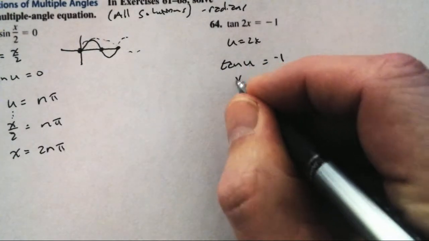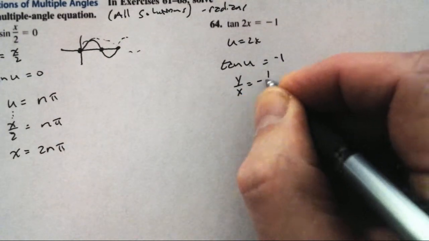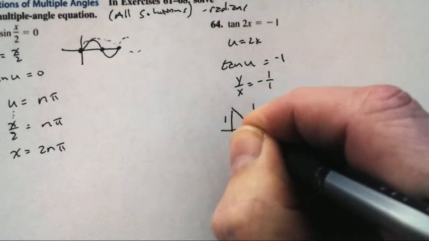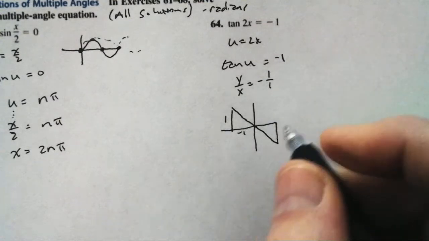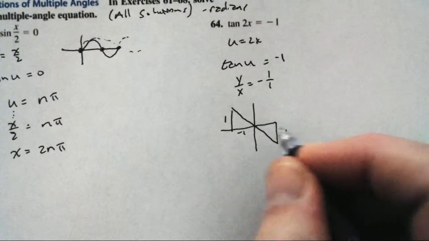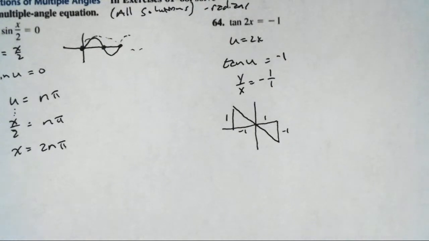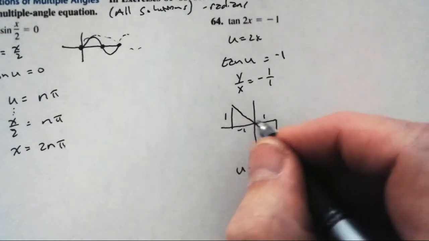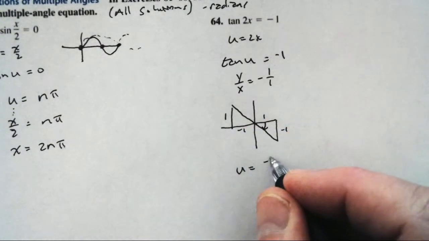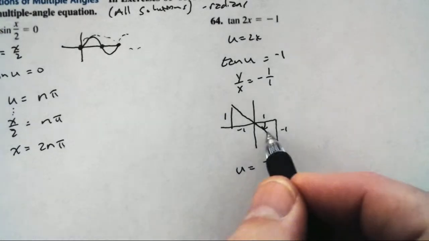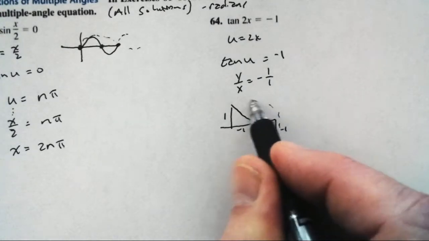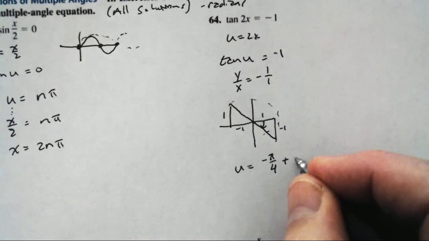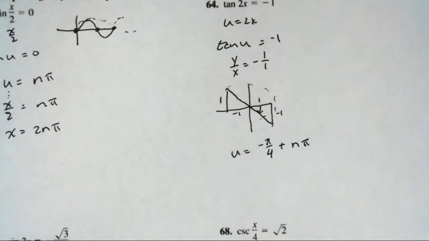That is when y on x is in ratio negative 1 to 1. That happens here, 1 to negative 1, and there, negative 1 to 1. So if we were naming this solution, we could say u equals, and since it's all solutions, I'm just going to go back to this one. That's negative pi on 4 plus, I could go revolutions, but notice I could add half revolution, half revolution, half revolution, half revolution. That would be our solution.